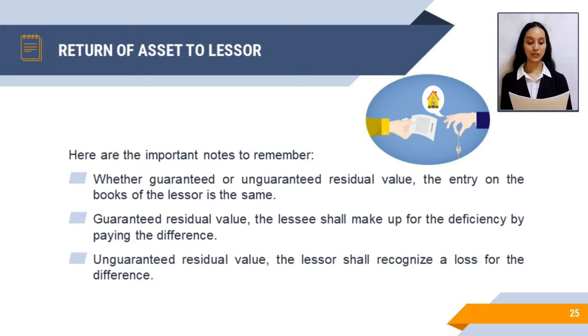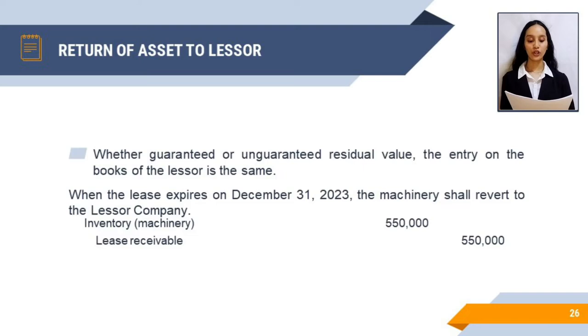Let's first discuss the asset or property is returned to the lessor, or the return of asset to lessor. Here are the important notes to remember. First, whether guaranteed or unguaranteed residual value, the entry on the books of the lessor is the same. Next, guaranteed residual value, the lessee shall make up for the deficiency by paying the difference. And last, unguaranteed residual value, the lessor shall recognize a loss for the difference. I will discuss each one with example. Here is our example. When the lease expires on December 31, 2023, anong mangyayari sa lease kapag nag-expire na? The machinery shall revert or babalik to the lessor company.